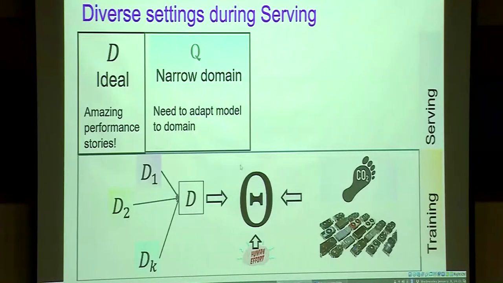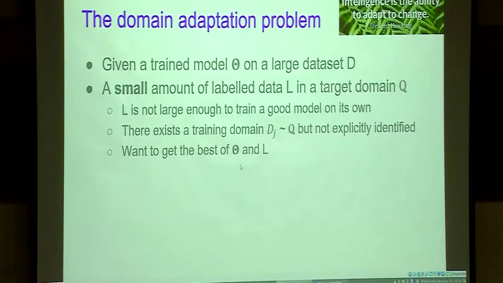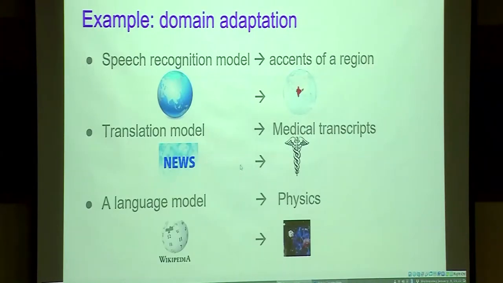But in this talk we are interested in the settings where you are not in this ideal situation where you are deploying the model on instances which come from the same distribution as the training distribution, but rather a situation where you want to apply a model on a niche domain which is a subset of the training domain. So here are some examples.